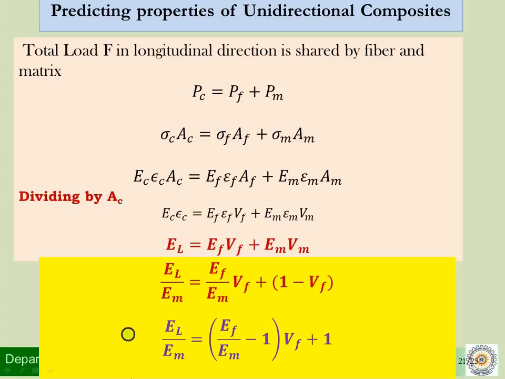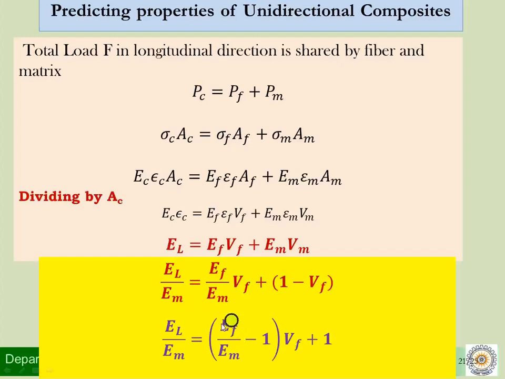What we are interested in is the ratio of EL to EM. We kept in mind in our design of composite that we want the EL, the value of modulus in the longitudinal direction of the composite, to be higher than the modulus of the matrix material. That's what we say. This EL by EM must be greater than 1. If that is so desired, it then depends directly upon the ratio of EF to EM, that is, the ratio of the stiffness of the fiber to the stiffness of the matrix, and then the volume fraction, how much fiber you are putting into it.